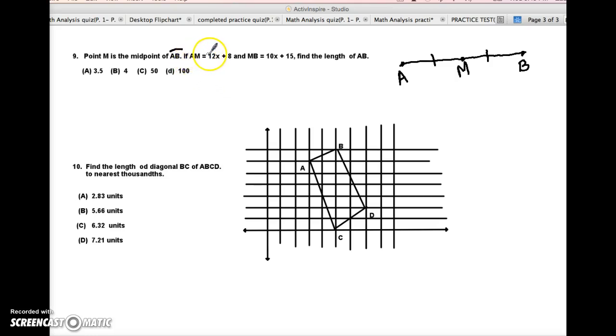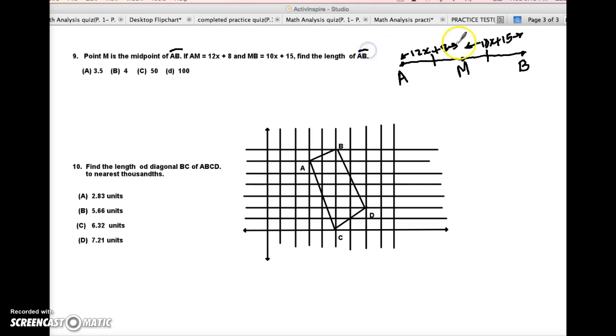They tell us that AM is 12x plus 8. So this distance here is 12x plus 8. And the distance from M to B is 10x plus 15. So we have 10x plus 15. Okay. This 10 is kind of questionable, but it's a 10. So now, I want us to find the overall length, AB, the length of segment AB.